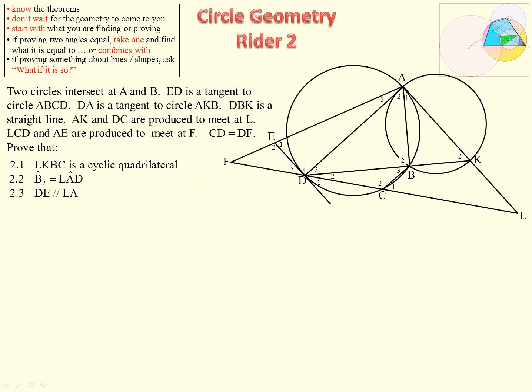So here's example number 2. Don't worry to read right through everything. Just skim through. ED is a tangent to the circle, right? We know that. DA is a tangent to the circle. So DA is a tangent to this circle, and CD equals DF. Prove that LKBC is a cyclic quadrilateral.